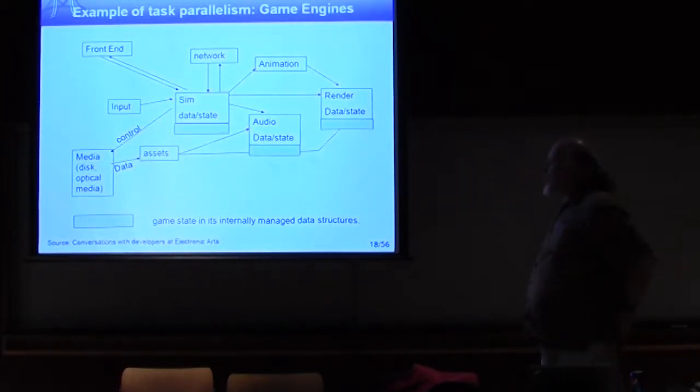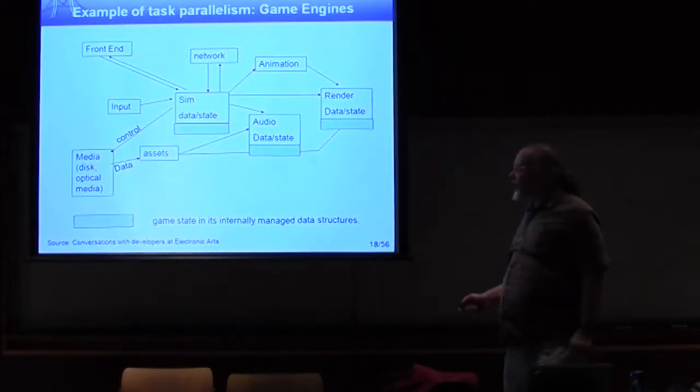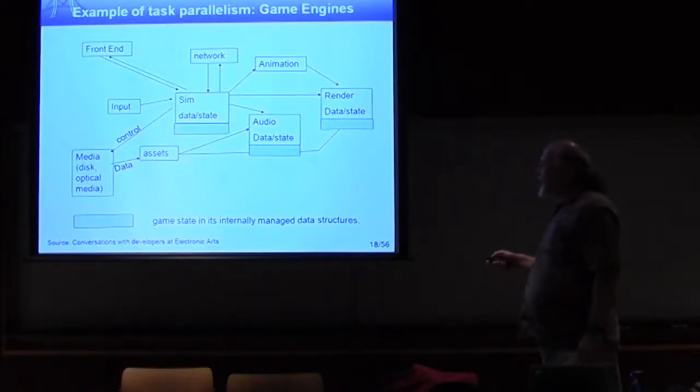Okay, so here's one way of looking at the game engine. Through the course, we'll be revisiting this, looking at other ways we might structure this game engine. Just very broadly, here's the core of the simulation data state. Then we've got some media that we're interacting with. Here's the primary input from the game player. There's some audio data state. There's how you render it. There's some animation smarts in there. There's a front end and so forth.